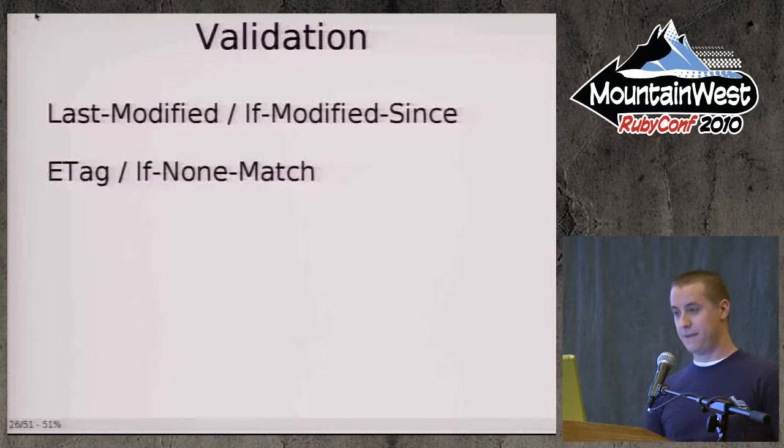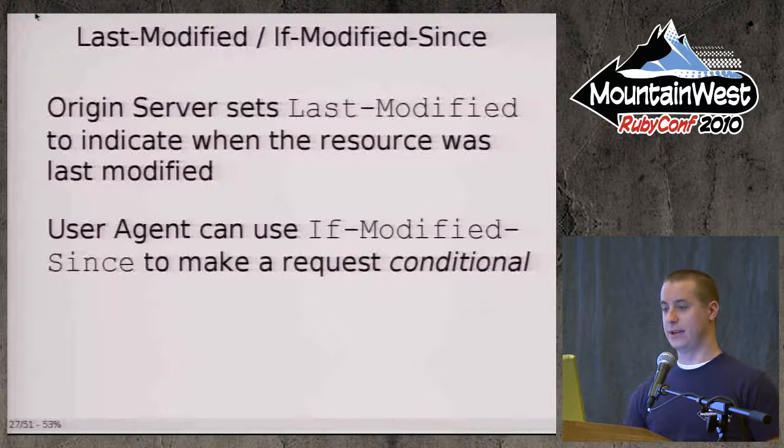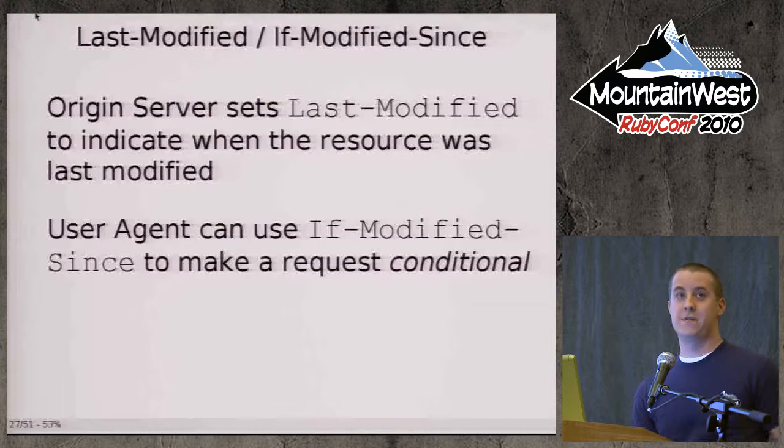And so once a user agent gets that, you can use the If-Modified-Since header, which the browsers do, and it makes the request conditional. So it gets that time that it was last modified, sets it in a header called If-Modified-Since and makes the request. And the server itself or an intermediate cache can know this hasn't been modified.